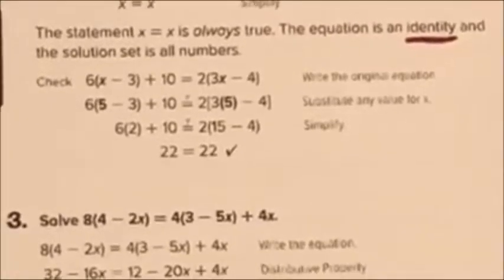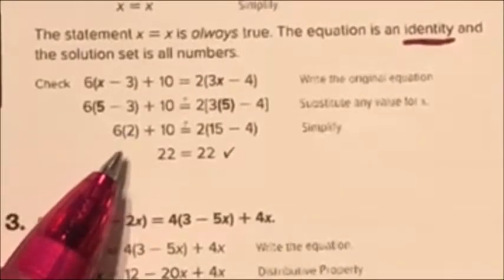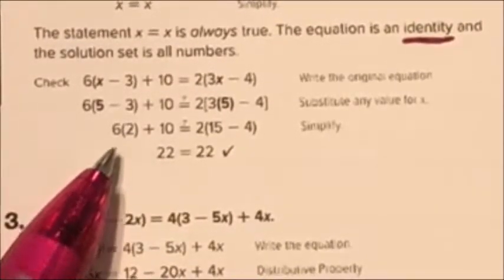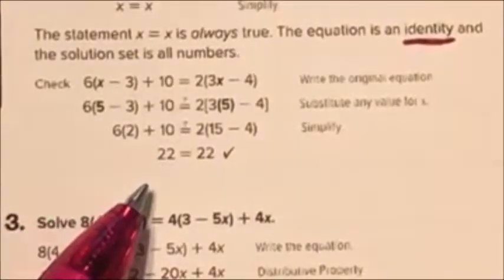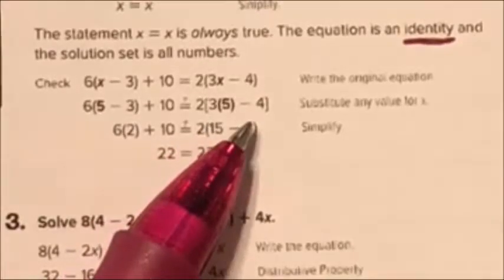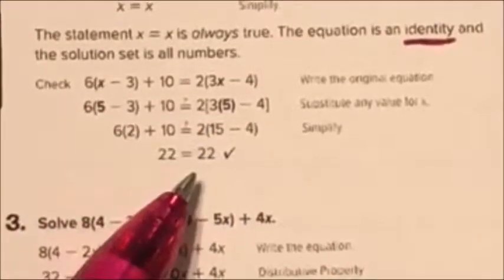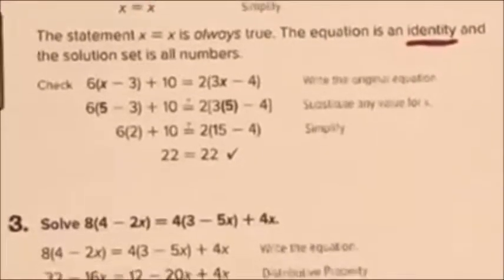All right. So I can always double check. I can pick any number that I would like. Let's say 5. Okay, as long as I plug in 5. Okay? So I have 5 minus 3 is 2. 6 times 2 is 12, plus 10 is 22. On this side, 3 times 5 is 15, minus 4 is 11. 11 times 2 is 22, so it does work. You can try it for other numbers too. It'll work every time.